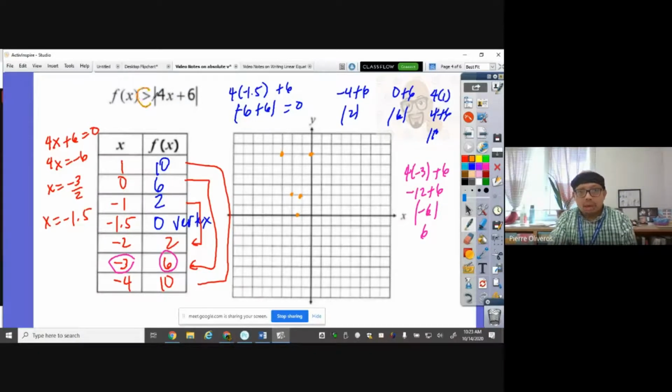Since we have here a greater than, we will have a dashed or dotted line. And greater than means above the line. So there you go. All right.